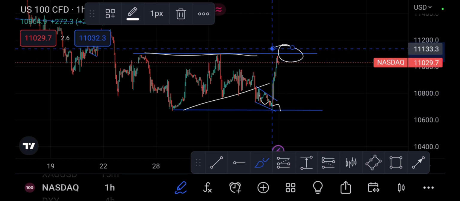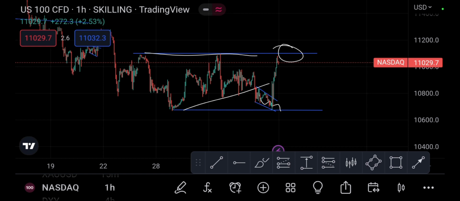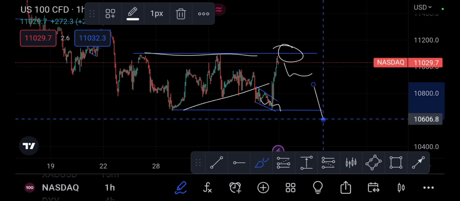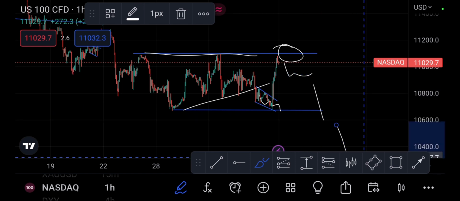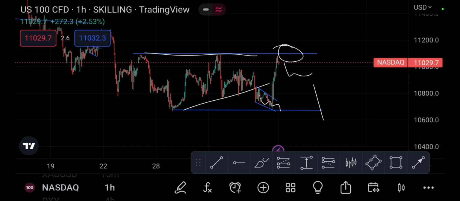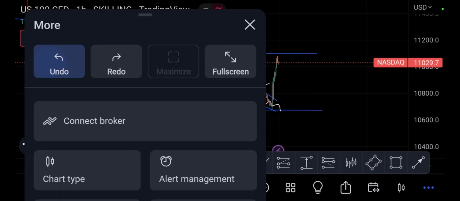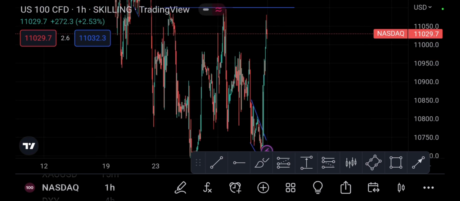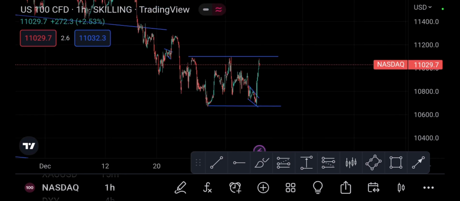Now what I'm looking for this coming week is what I just hit just now. I'm expecting it to come down, create a continuation, then impulse all the way down, possibly even break this black formation and go all the way down, right? That's what I'm expecting for this week. So yeah, that's about the forecast and the analysis, right?